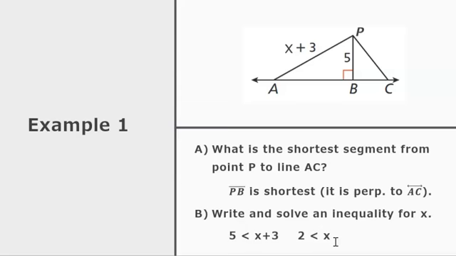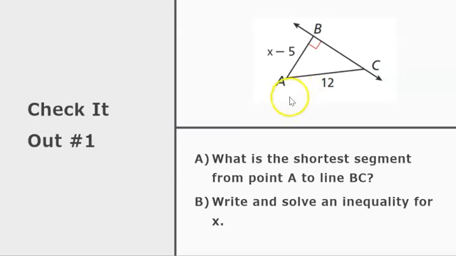Now I have a question for you to try. It works exactly the same way. So try this question and then see if you got it right. In Check It Out number 1, they gave us this diagram here. In part A, they ask, what is the shortest segment from point A to line BC? And in part B, they ask, write and solve an inequality for x. So pause the video and try to do that, and then hit play to check your answers.